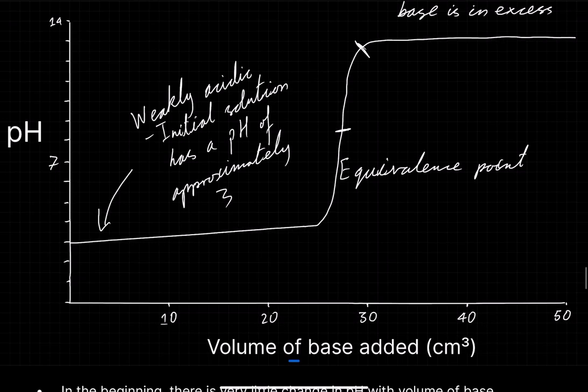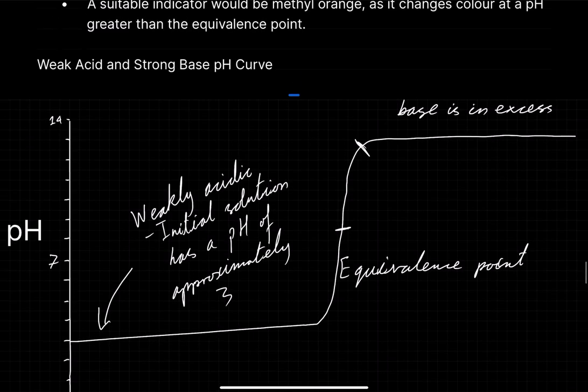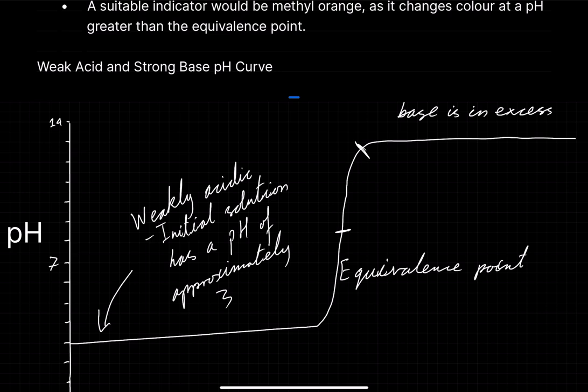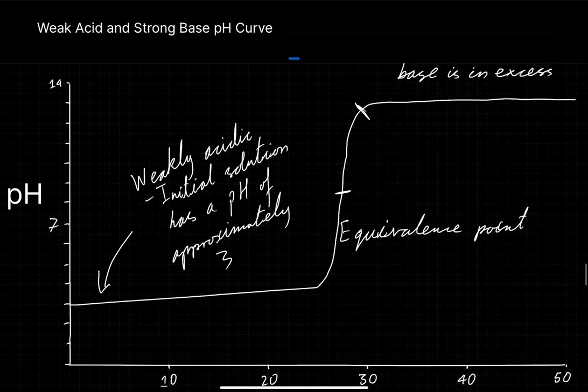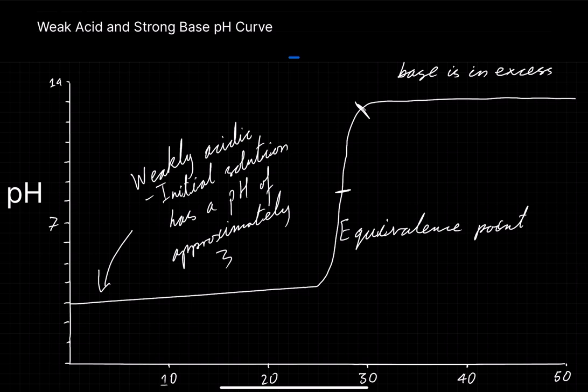And in this case, the titre volume is again roughly 25 centimeters cubed. This is all roughly the same reaction, right? I've just drawn these graphs and they're not specific values, but the key point here is that the base is the one that's in excess, and in this particular case we're using a strong base. My handwriting is absolutely atrocious. Strongly basic.